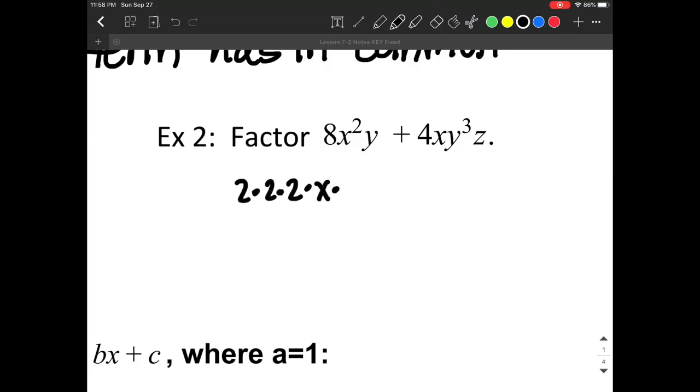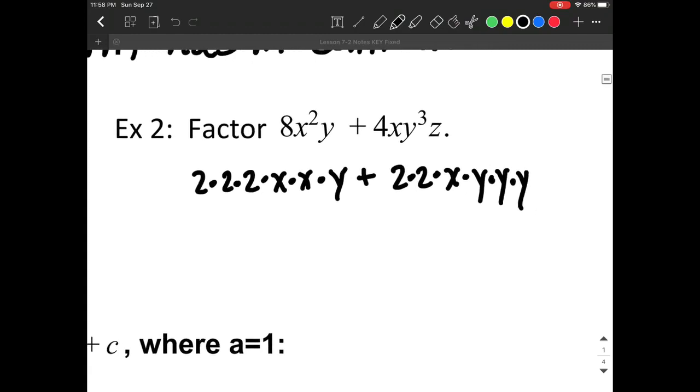I have 2 x's being multiplied together, and 1 y. And then my second term, 4, breaks down into 2 times 2. I have 1 x, I have 3 y's, and I have 1 z.